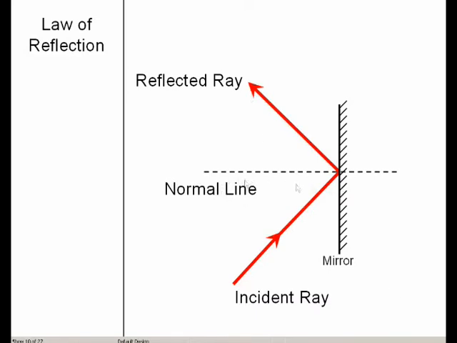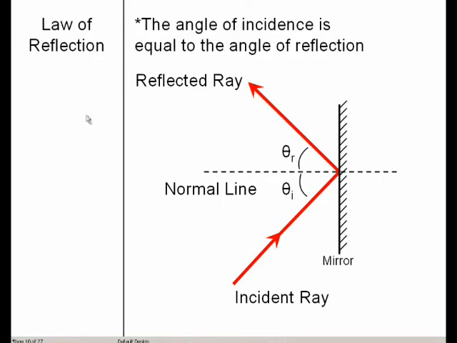Now the purpose of the normal line is to measure the angle of the light rays. The angle on this side is called the angle of incidence because it's from the incident ray to the normal. The angle on this side is called the angle of reflection, and it goes from the normal to the reflected ray. Now, the law of reflection says the angle of incidence is equal to the angle of reflection. These two angles are always equal to each other in every reflection.